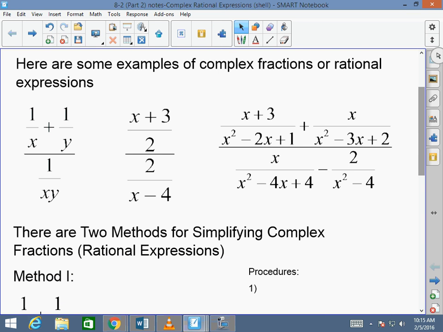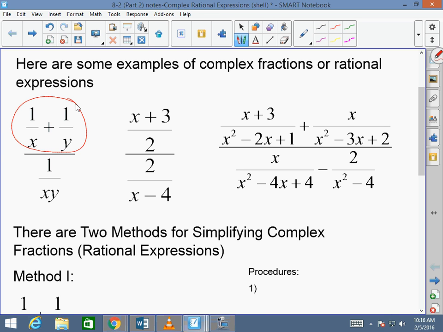What does that mean? Well, look at the first example: you've got 1 over x plus 1 over y. That is a rational expression. That's easy. Divided by 1 over xy. That's another rational expression. So when you have a rational expression divided by a rational expression, you have a complex fraction or a complex rational expression. This would be your numerator and this would be your denominator.